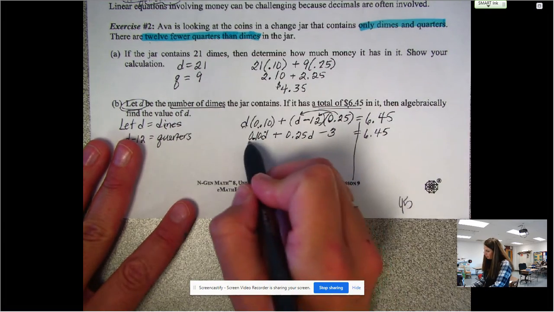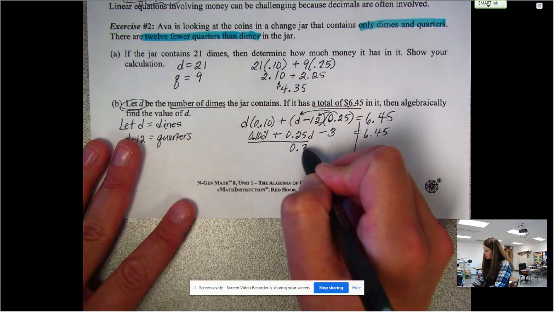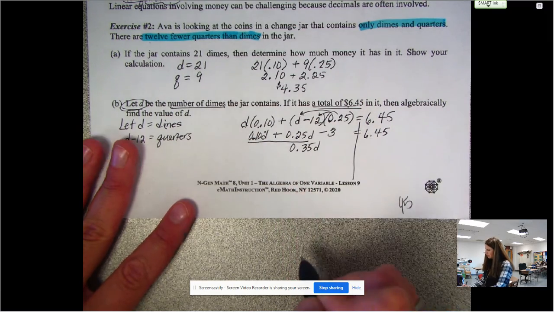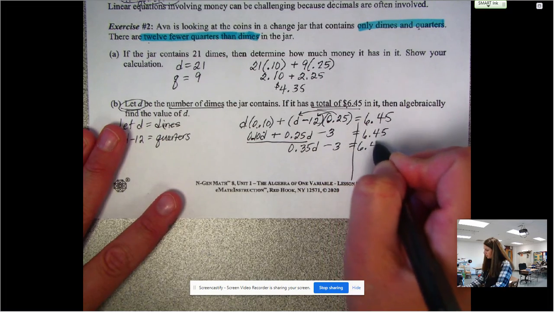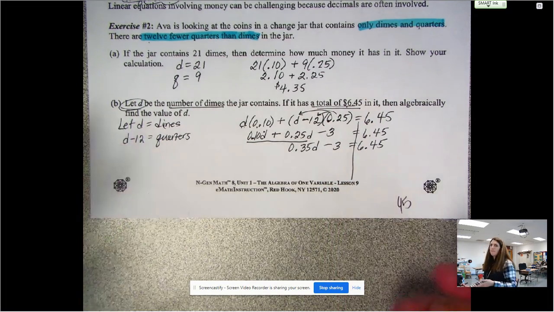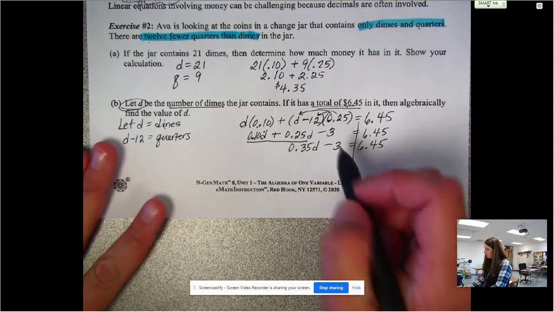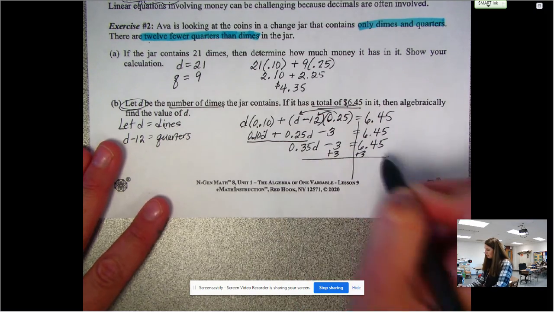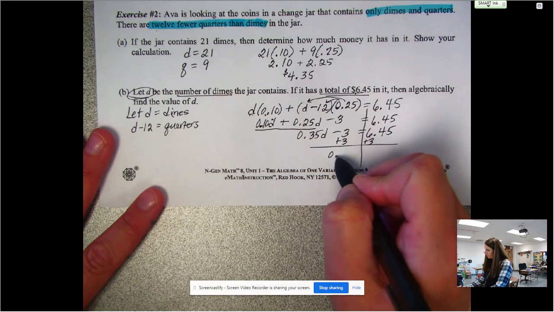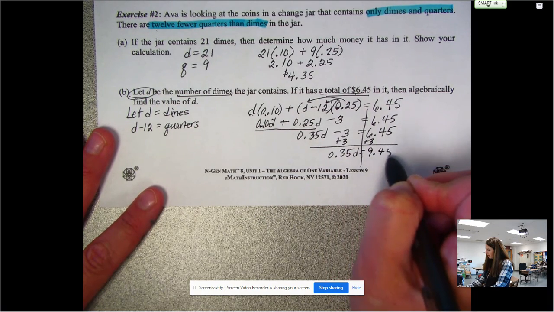Okay, I'm going to combine my terms here. So 10 cents plus a quarter gives me 35 cents, and I put the d next to it. So I'm basically just handling my coefficients like I normally would, but they're decimals. So all my math is the same. Just the decimals are kind of making it look a little messier, but all the math is the same. So to move this minus 3, I'm going to add 3. And let's see what my calculator gives me. It gives me 0.35d, and then it gives me 9.45.